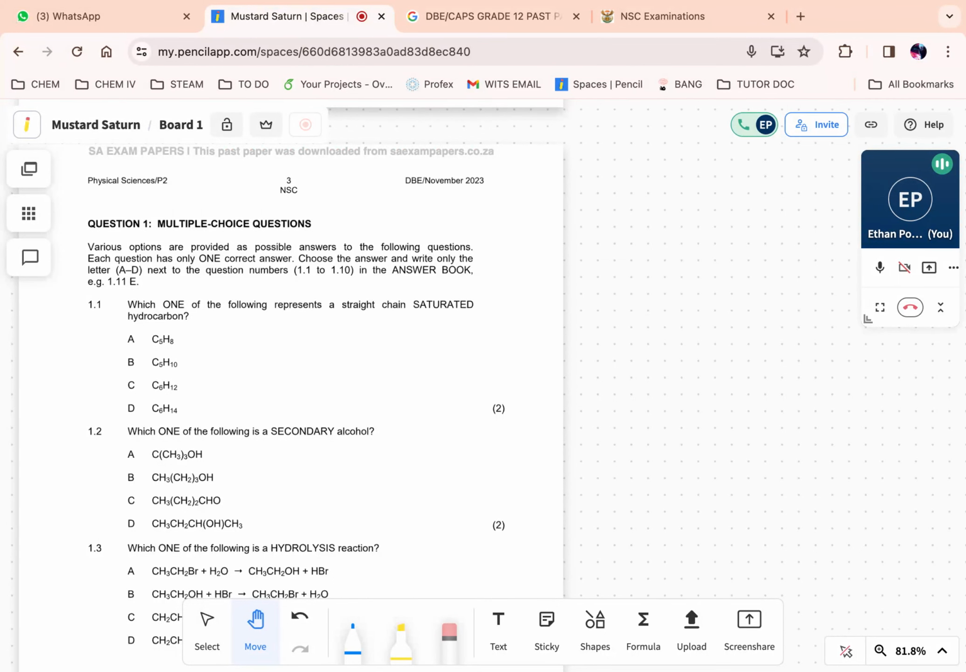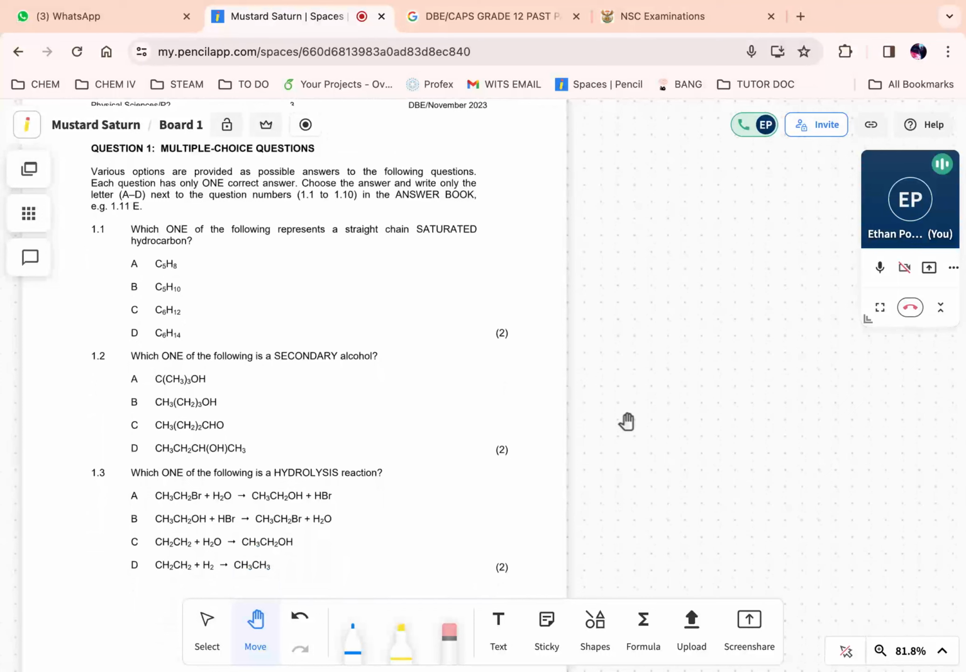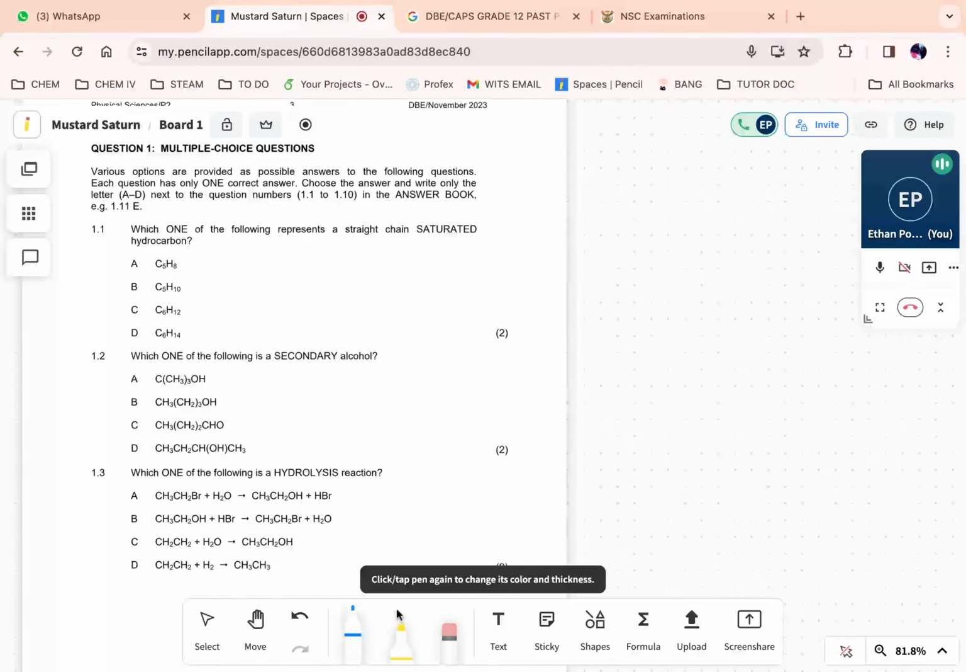Today we'll be working through Physical Sciences Grade 12 Paper 2 from last year, November. So, diving straight into the multiple choice section, question 1. Which one of the following represents a straight chain saturated hydrocarbon?